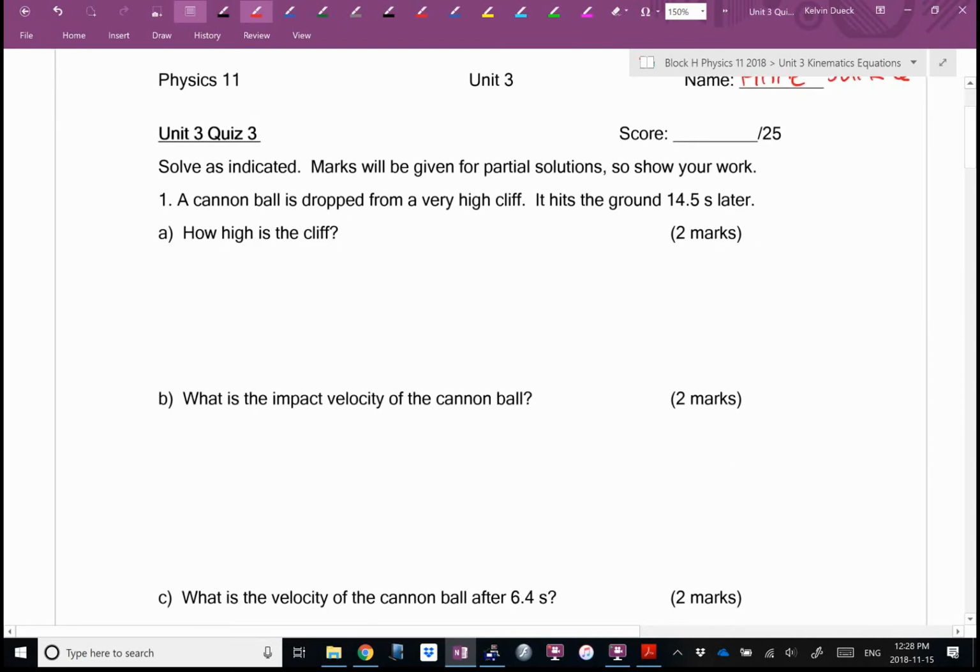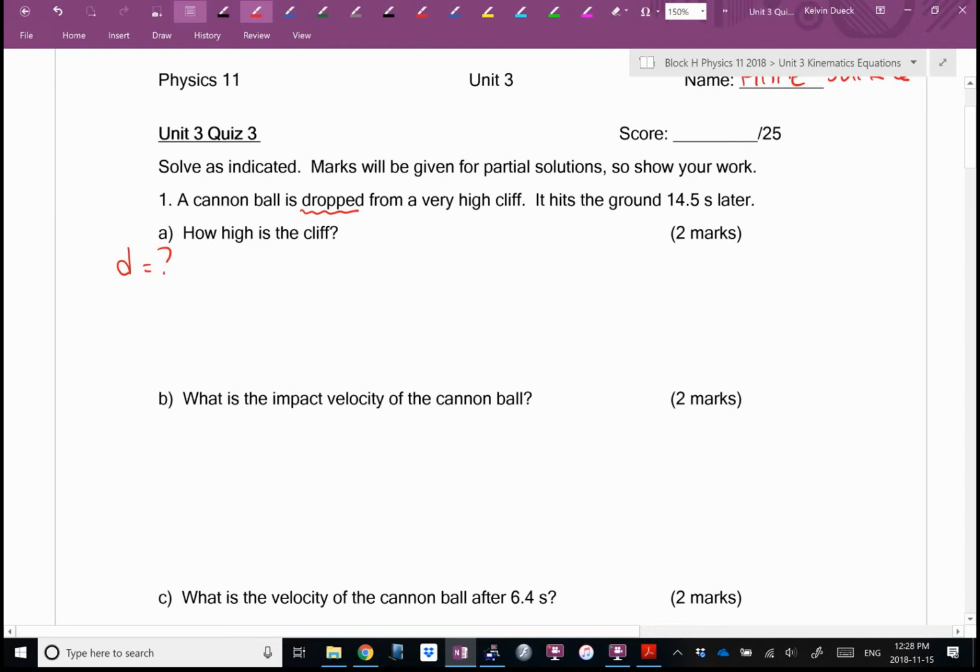Ball is dropped. This is one of the key words in my mind, dropped, because that tells me VI is 0. VI isn't always 0. Sometimes we're launching an object and VI won't be 0, but here VI is 0. We want to find out how high is the cliff. That's asking me to find D.